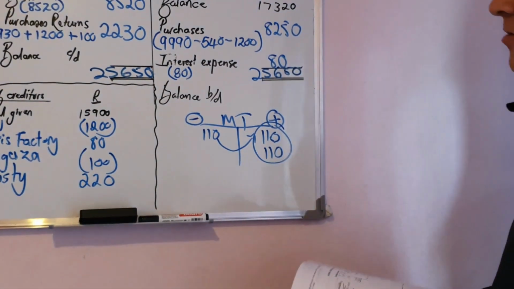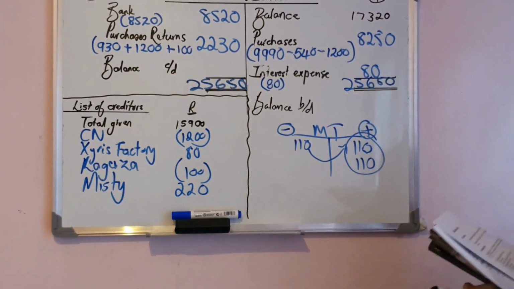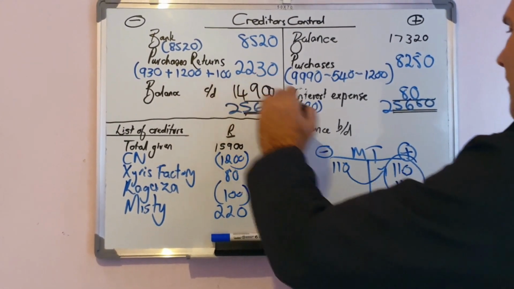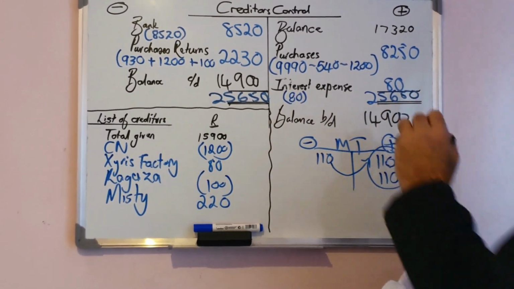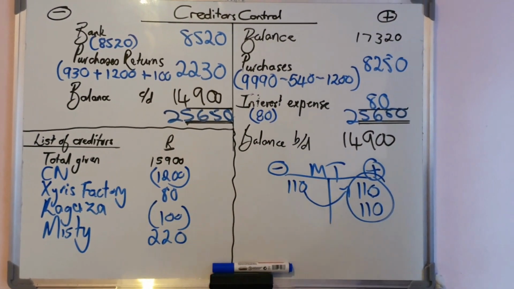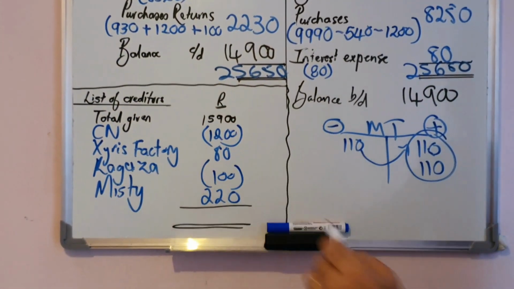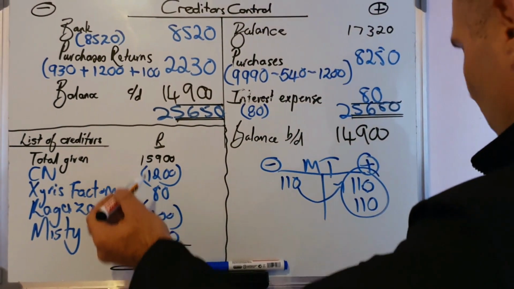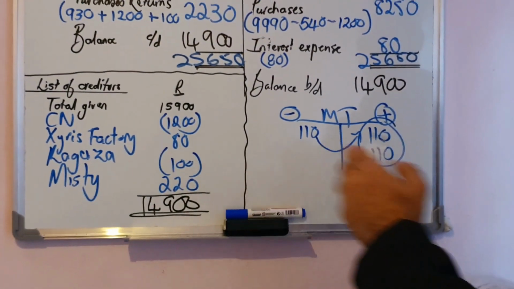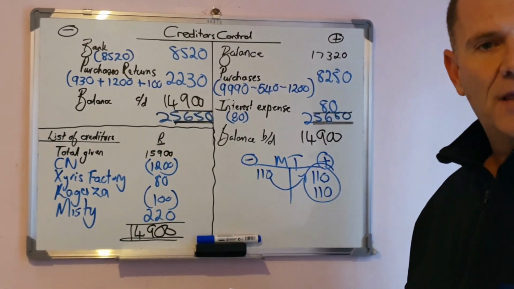25,650. And now the balance of this account at the end of the month should now actually be 14,900 Rand. So in total, we owe the creditors 14,900 Rand. As part of the creditors to whom we owe that 14,900 Rand, we have adjusted the list, and now when we add up our adjustments on the list of creditors, we will also get the amount of 14,900, and now we have reconciled the list of creditors with the creditors control account. Thank you very much, and goodbye.